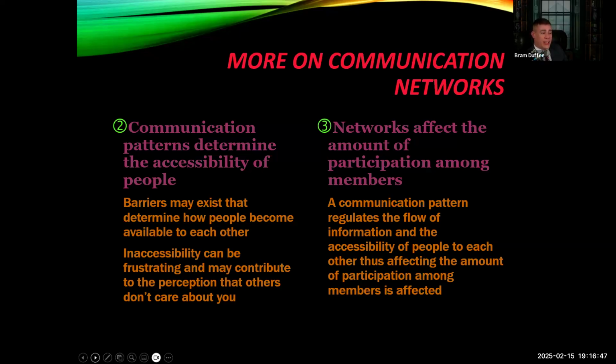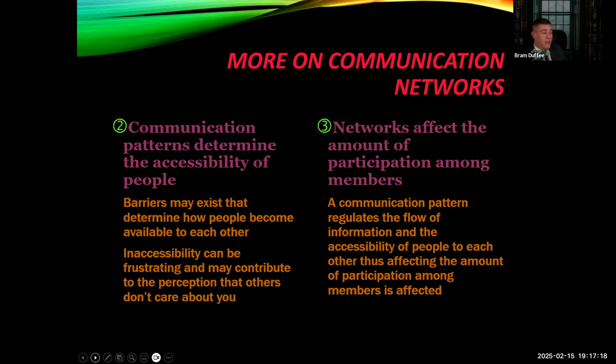But when communication networks, intentionally or unintentionally, limit who can connect with whom, the result is often dissatisfaction and maybe even a breakdown in being able to collaborate. So, if we design networks that prioritize accessibility and allow for more seamless information flow, that's going to create an environment where everyone feels involved and valued.